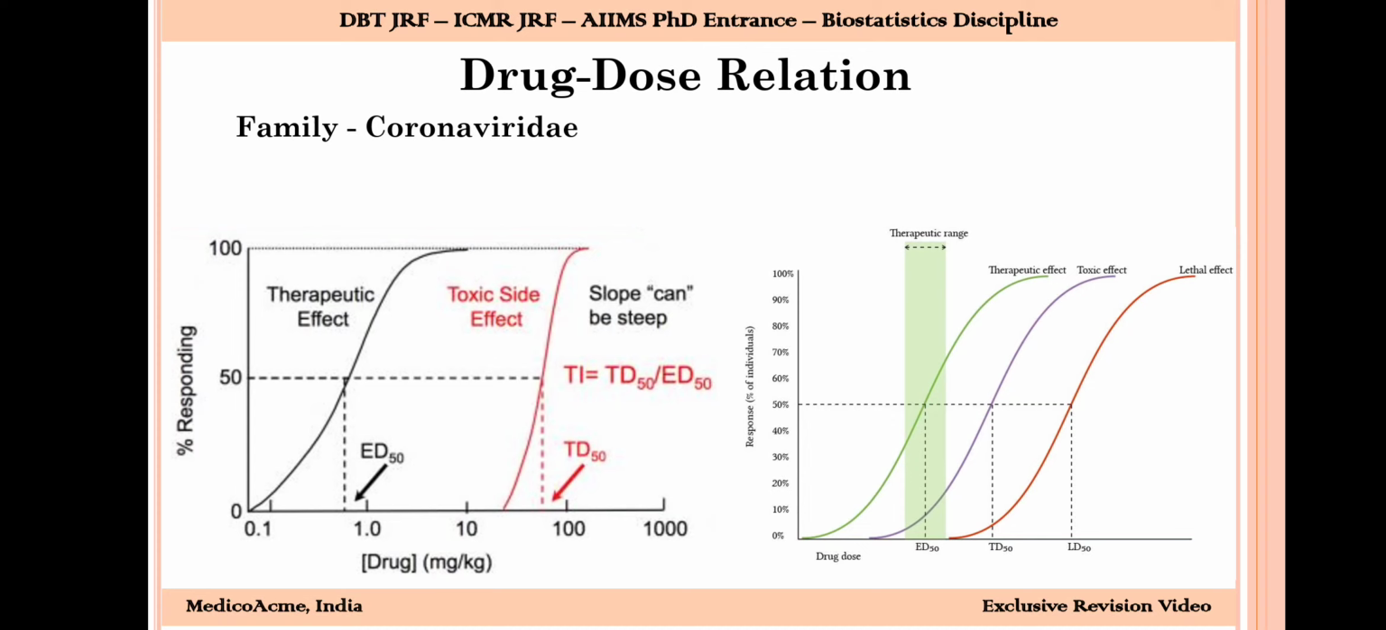TD50 divided by ED50 is the formula for calculating the therapeutic index. Please remember the formula. Sometimes formula-based questions are asked, which just involve putting the values in the formula and getting the answer. So please remember it. This becomes very important, guys.